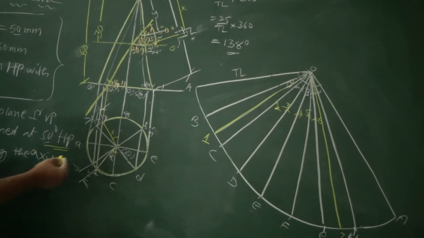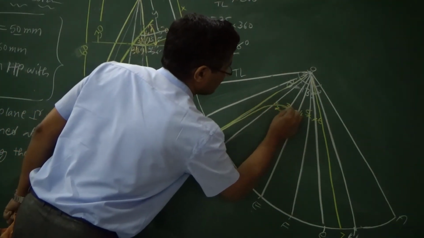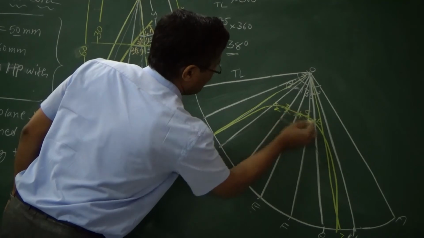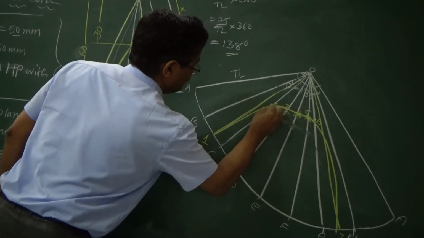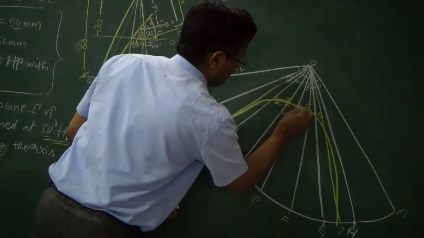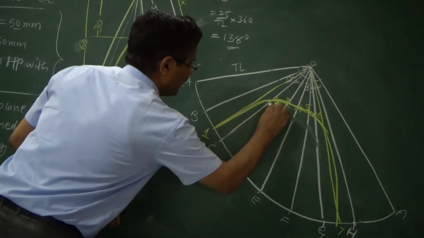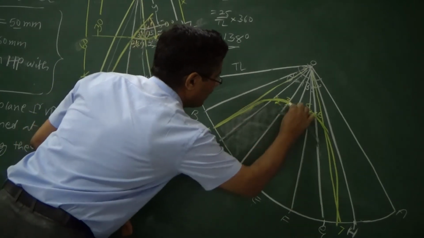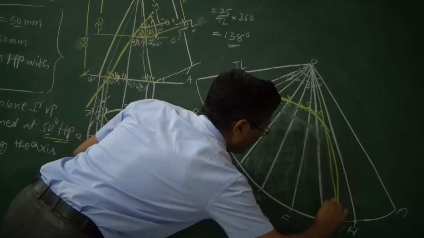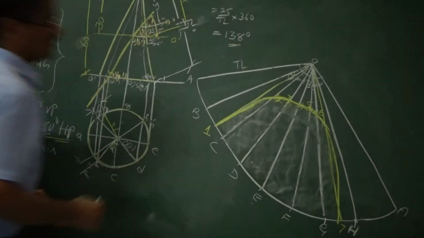Now take a pencil and draw a smooth arc to connect all these points. It will be a smooth curve to join all these. This is how you get the development. The interesting part here is that this portion is the required development. This is the development piece that you need to develop.